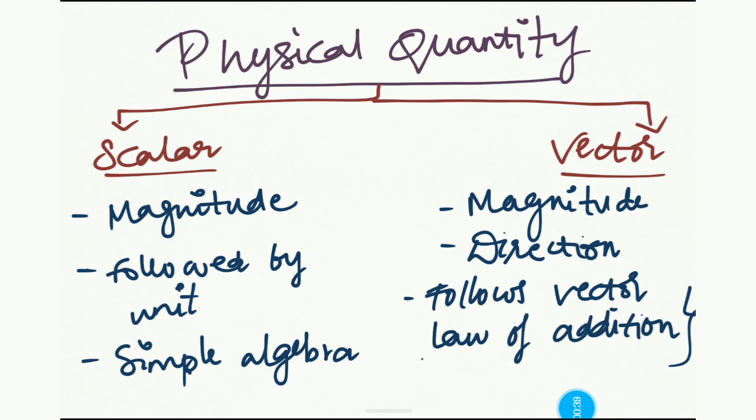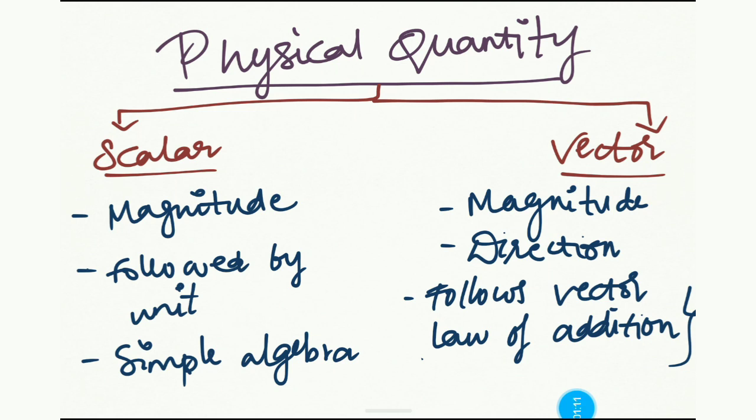First, physical quantities are divided into two types. The first one is the scalar physical quantity and the second one is the vector physical quantity. In simple words, a scalar physical quantity is a quantity which has only magnitude, and a vector physical quantity is a physical quantity which has both magnitude as well as direction. But this is not enough. We need a proper definition for this. So let us look at that proper definition.